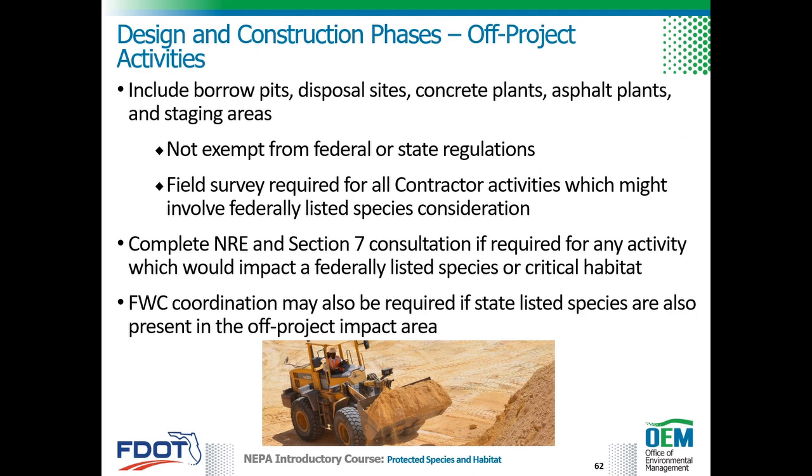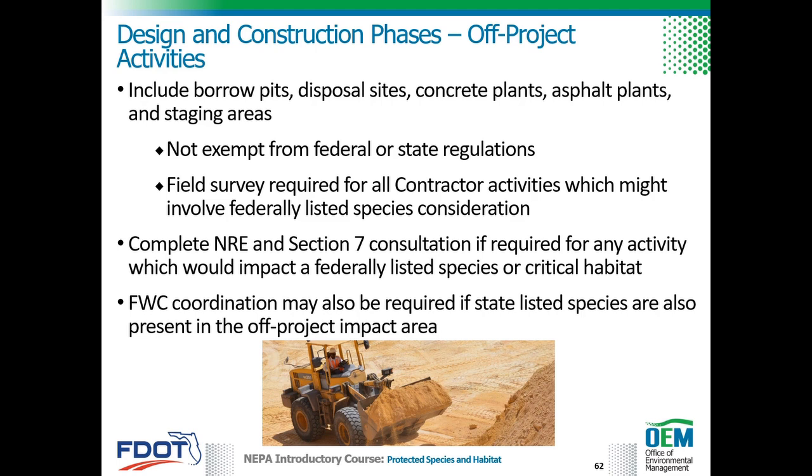Off-project activities performed by FDOT or a contractor may impact protected species or critical habitat. Examples of such activities are borrow pits, disposal sites, concrete plants, asphalt plants, and material or equipment storage sites, also known as staging areas. Stormwater management facilities identified in project plans that have been moved since the PD&E was approved should be surveyed like the rest of the project during permitting. Off-project activities are not exempt from federal or state regulations.